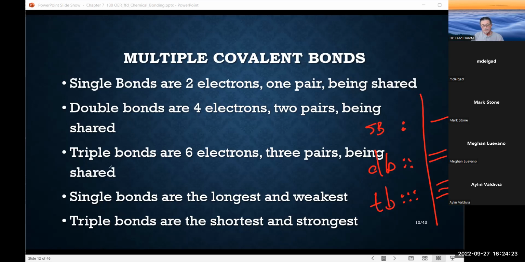Now, with respect to strength and energy, single bonds happen to be longer. If we compare a carbon-carbon single bond to a carbon-carbon triple bond, the triple bond is shorter, while the single bond is a little longer with respect to the distance between the two atoms. We also find that single bonds are the weakest and have the least energy, and triple bonds pack quite a bit of energy.